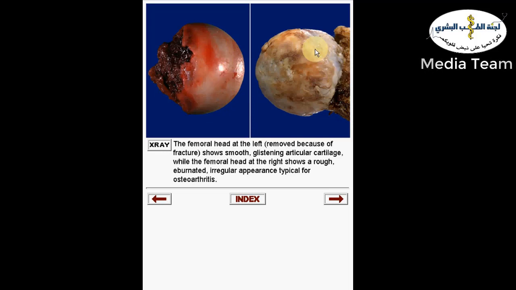If you look at the opposite picture on the right, it's not glistening, it's irregular, it has a rough surface, it's yellow in color, not gray, with some elevated and some depressed areas, and it's a eburnated surface. So this is an example from a patient with femoral head arthritis. This is the difference between arthritis and normal joints.